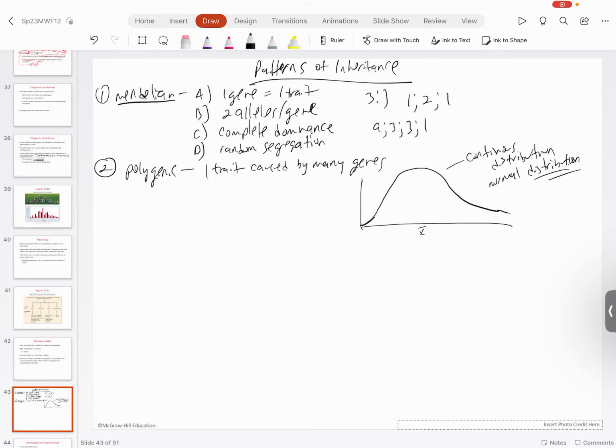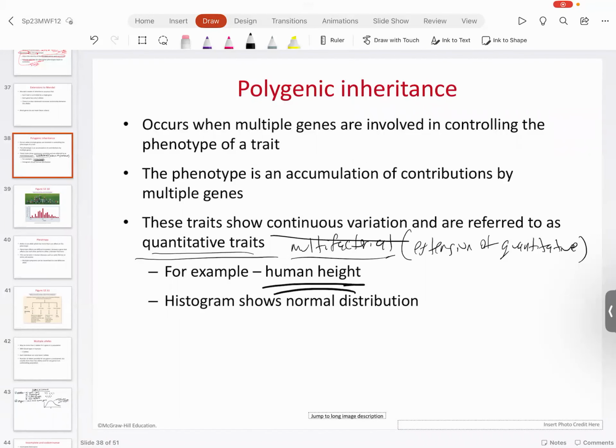Now, one thing I want to do before I let go of polygenic is, when you take a look at the polygenic, multifactorial traits typically are quantitative traits. That is to say, polygenic, but also they tend to have an environmental aspect to it as well. A good example of that, behavior. Behavior is equal parts genetics and environment, right? So that would be multifactorial in nature.